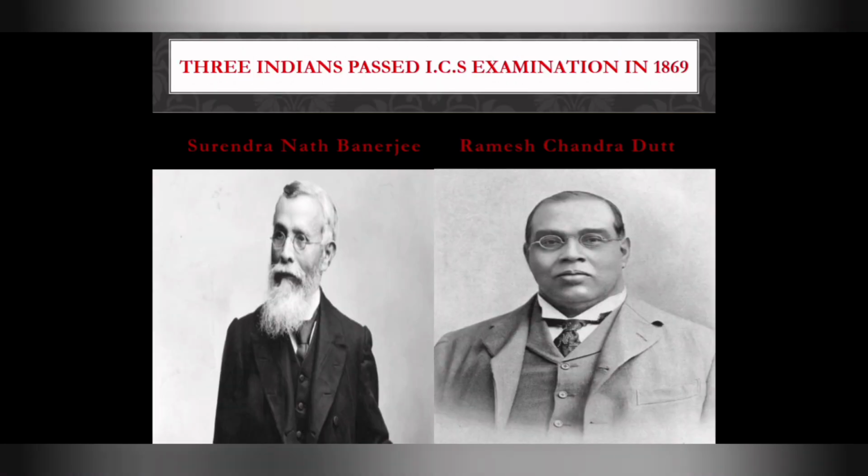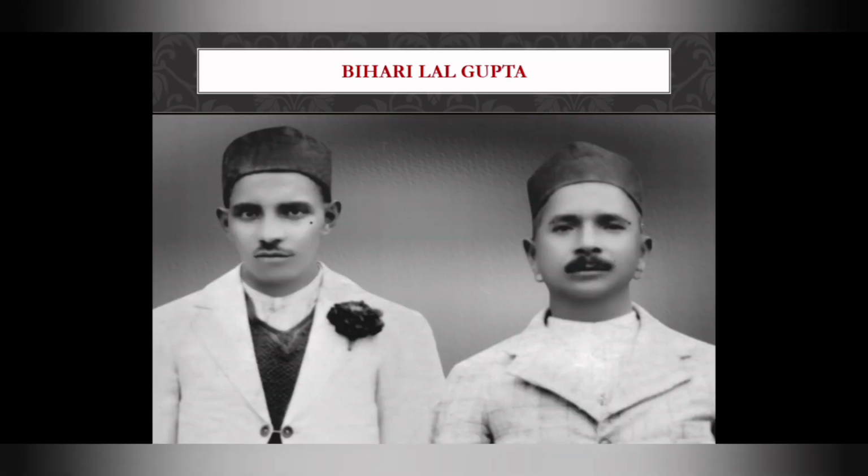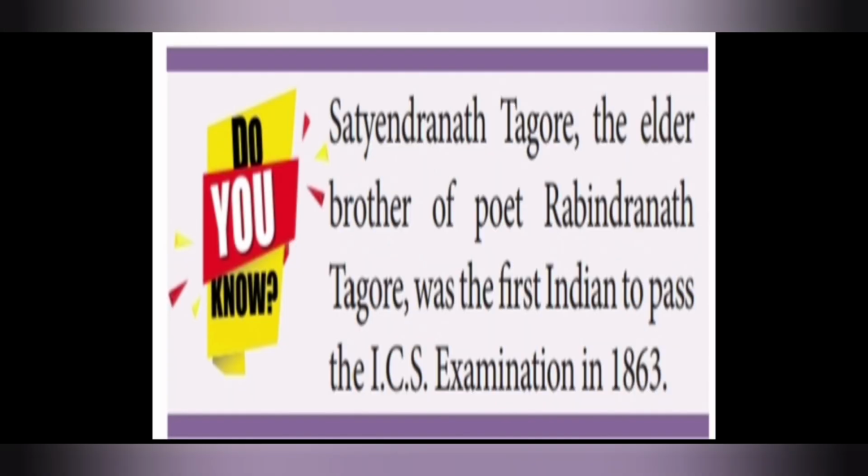So these were the pictures of these three Indians who passed the ICS examination in the year 1869. This is the picture of Surendranath Banerjee. And the next one is Ramesh Chandra Dutt. And the last one is Bihari Lal Gupta. Okay, Bihari Lal Gupta.